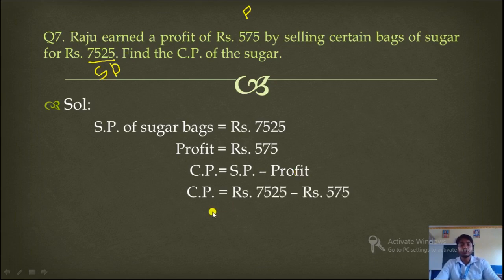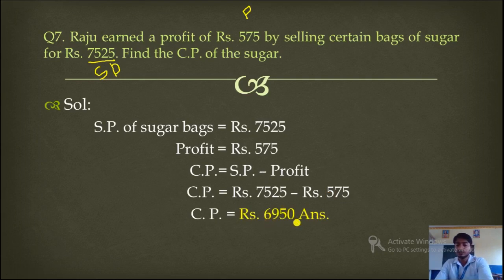Now put the value there. Selling price is equal to 7,525 minus 575. When we subtract, we'll get here 6,950. This will be the cost price. Understood? This is how you can solve this question. So you have to think. You have to see what are the things given. According to that, you have to use the formula. Understood?